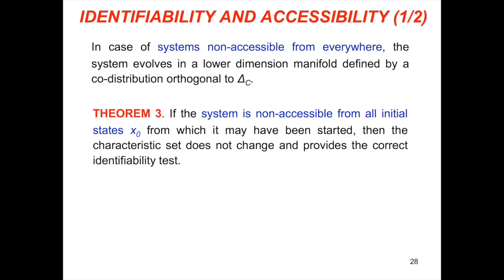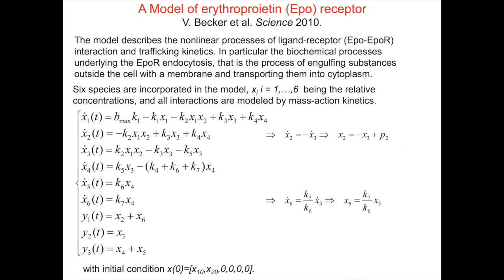And the last case is the system is non-accessible from all initial states. For example, the situation is that the system evolves in a lower dimension manifold. In this case, we have shown that the basic method works correctly. I can show you this example.